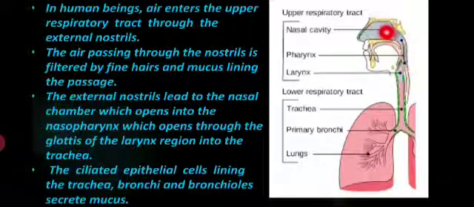So the conducting zone means which parts? The nostrils, nasal cavity, the pharynx (throat), the larynx, and the bronchi. The bronchioles, the alveolar ducts and the alveoli we name as the respiratory zone. So a zone means exchanging gases between inside and outside, incoming and outgoing. These two major functions happen in the respiratory tract: the conducting zone and the respiratory zone.